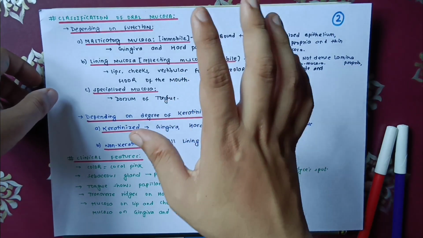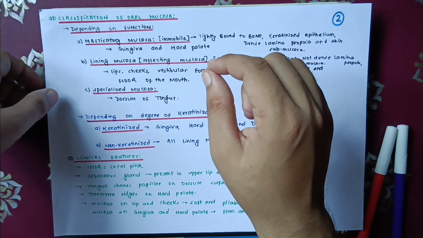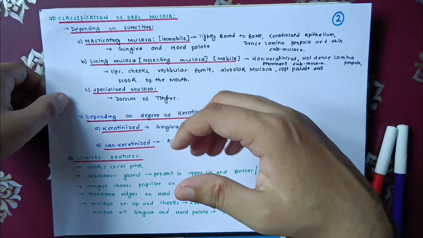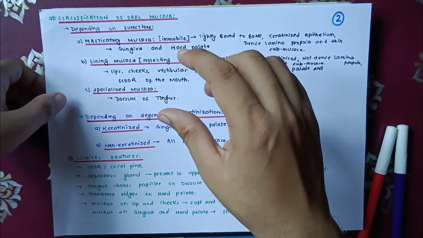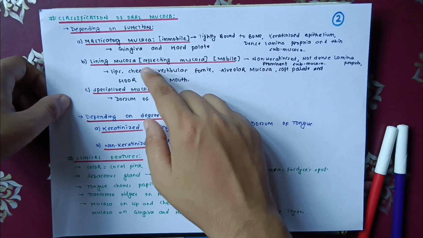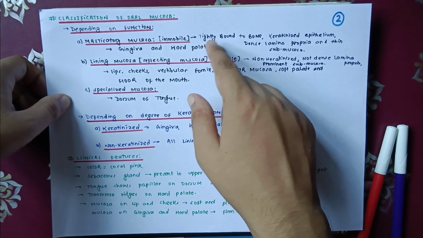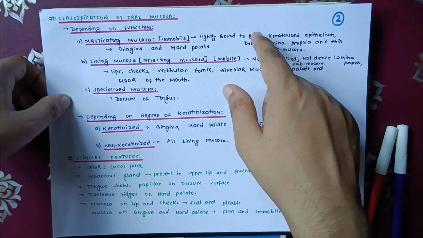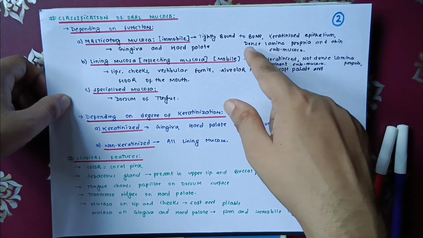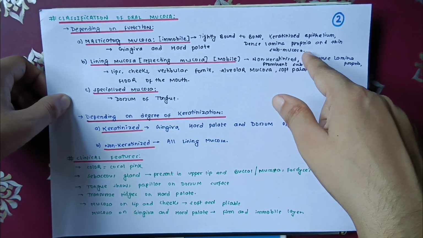So you just have to remember that masticatory mucosa is that mucosa of the oral mucous membrane that helps the tooth for mastication. Gingiva and the hard palate are present in this masticatory mucosa, and they are immobile and tightly bound to the bone, meaning alveolar bone. The epithelium is keratinized here, dense lamina propria is present, and thin submucosa is also present.